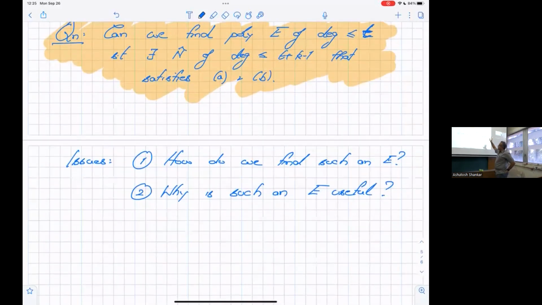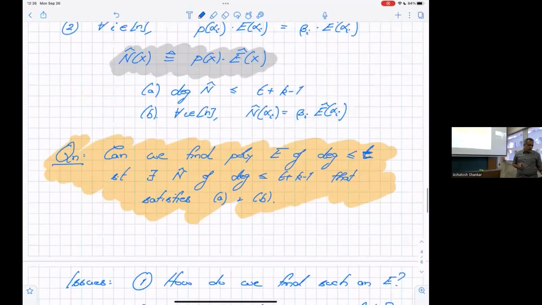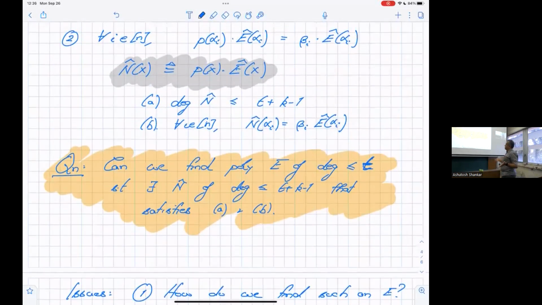Actually, all the algorithms, Berlekamp and the others, differ only in one thing: how they find such an E, how they lay their hands on it. And then the analysis of why such an E is useful is more or less similar in all of these. So how do you find such an E? Let's start off with the simplest thing. What is such an E? I want to say this E is found by a linear system.